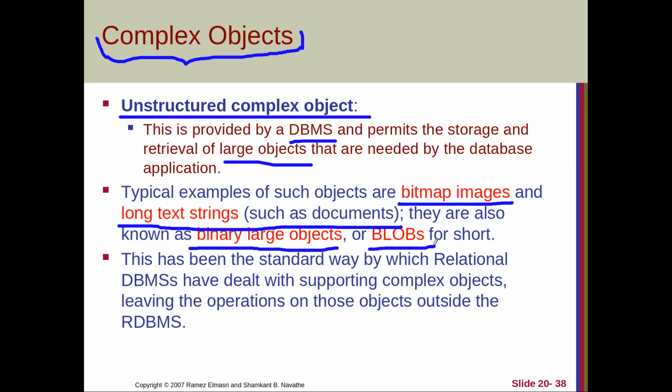So all these objects, be it bitmap images, PDF documents, larger documents, or even larger videos, will have a complex structure which is unstructured. Not only is the structure complex, it is unstructured. This has been the standard way by which relational databases have dealt with supporting complex objects, leaving the operations on those objects outside the RDBMS. So in a traditional DBMS, using this unstructured complex object, the object-related operations are not normally possible with a relational RDBMS system. So that is done separately.